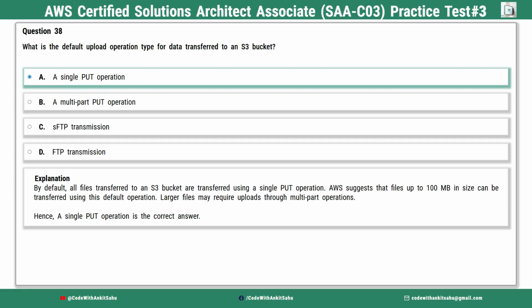Correct answer. Option A. A single put operation. Explanation: by default, all files transferred to an S3 bucket are transferred using a single put operation. AWS suggests that files up to 100 megabytes in size can be transferred using this default operation. Larger files may require uploads through multi-part operations. Hence, a single put operation is the correct answer.